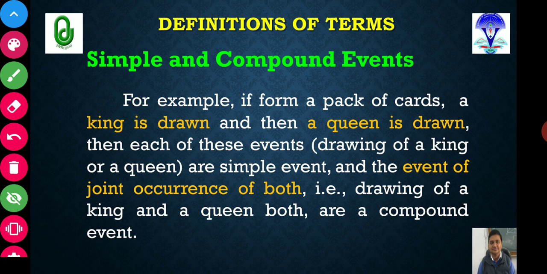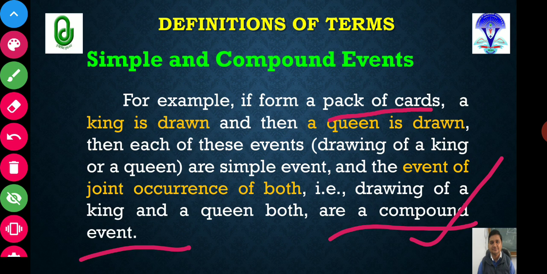For example, you have a pack of cards and a king is drawn. In a pack of cards there will be 64 cards. If you are drawing a king, then it is a simple event because it is a single event. If you are drawing a queen, it is also a simple event. But suppose you want to know the joint occurrence of both A and B, that means king or queen. What is the probability that either king or queen is drawn, or king and queen both are drawn? Then drawing of a king or queen is called a compound event. What is the probability if you pick two cards from a pack of cards, that you pick both king and queen? This type of event is known as a compound event.